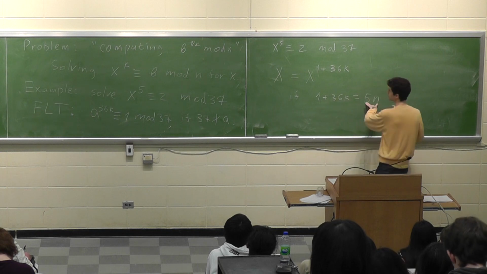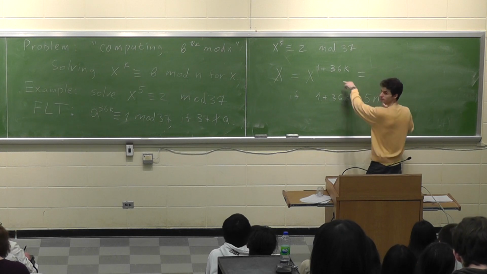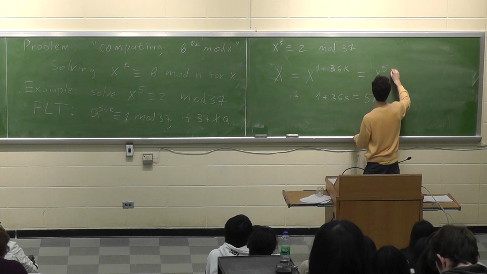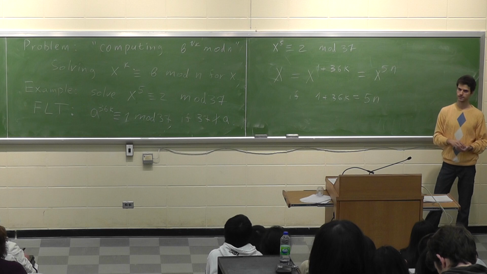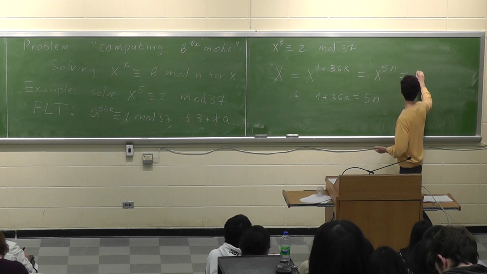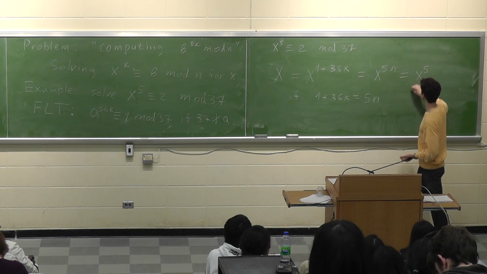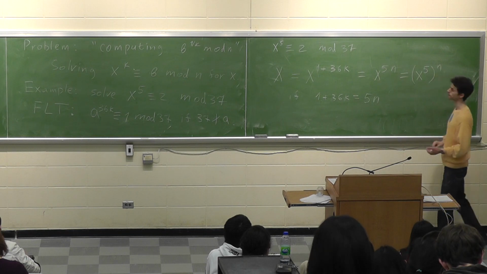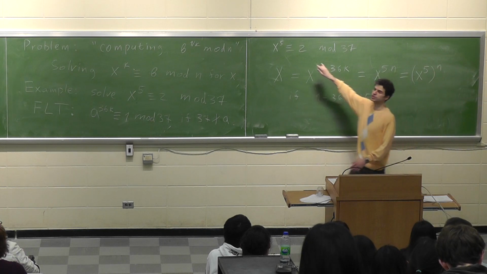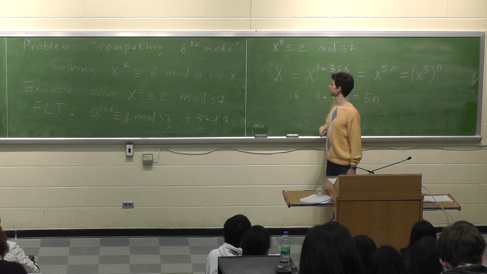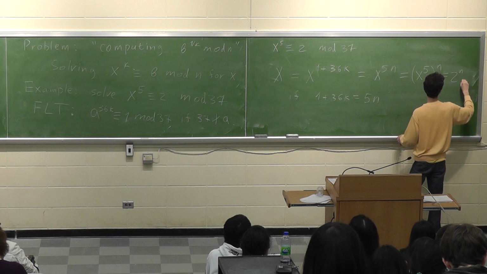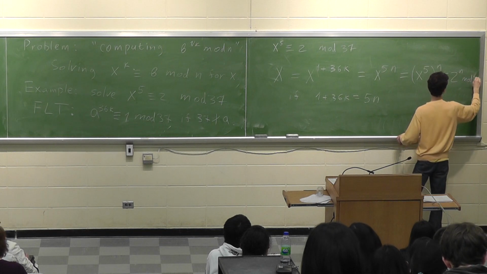If this number is a multiple of 5, I will be able to rewrite this in the following way: x to the power 5n. Or I can rewrite it as x to the power 5 to the power n. But then x to the power 5 is already known. It is just 2. So it is congruent to 2 to the power n modulo 37.